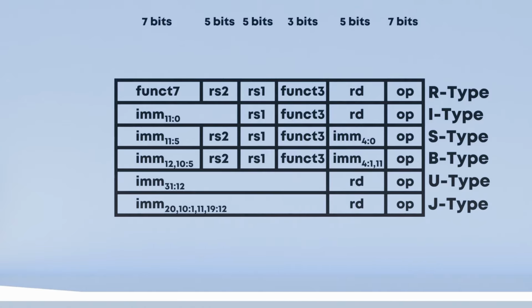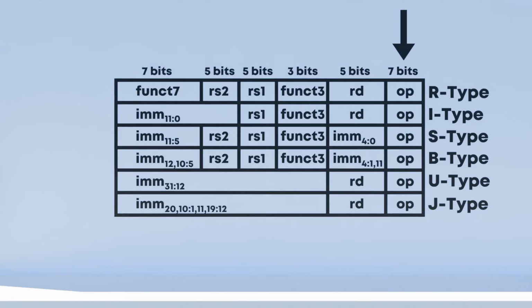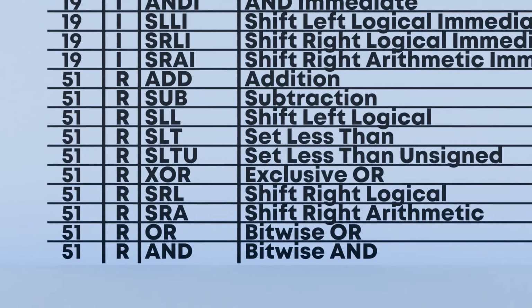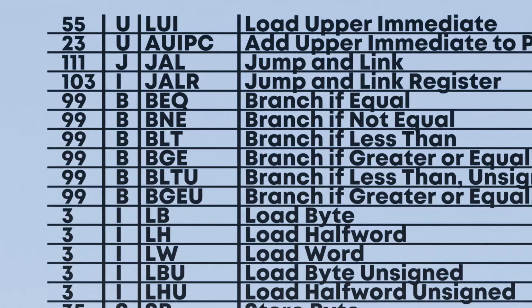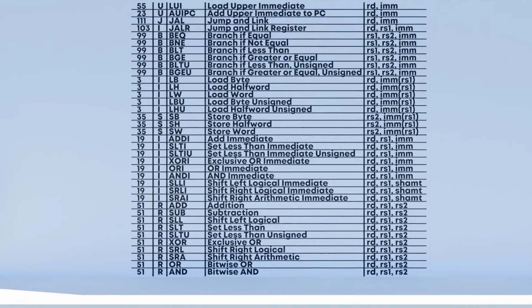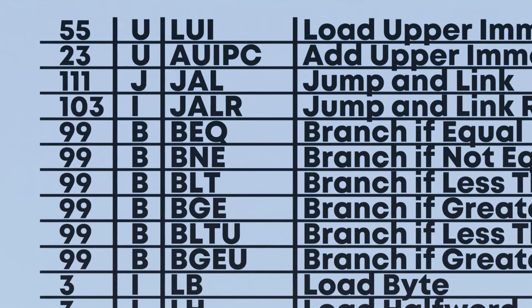In each format, you can see that the 7 least significant bits are used to encode the operation code or opcode. These tell you the type of instruction you're looking at. For example, if the opcode is 51, you're looking at an R-type instruction. If the opcode is 99, you're looking at a B-type instruction. If it's 23 or 55, you're looking at the U-type instruction, and so on. In some cases, such as when the opcode is 111, the CPU knows exactly what instruction you're referring to, since the jump and link instruction is the only instruction with that opcode.